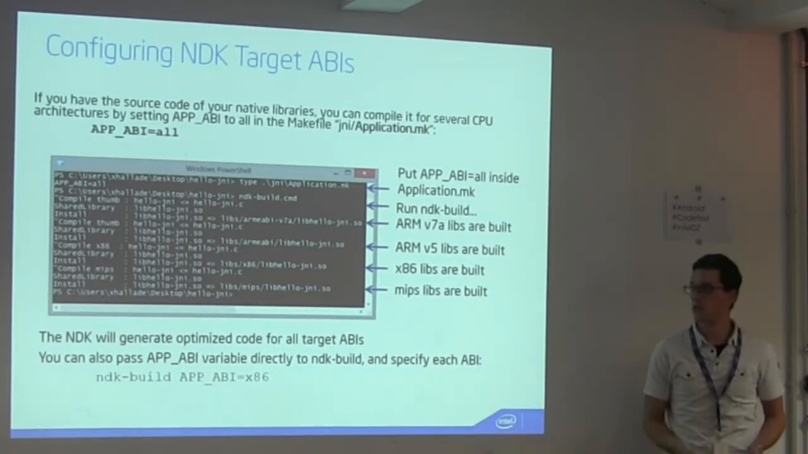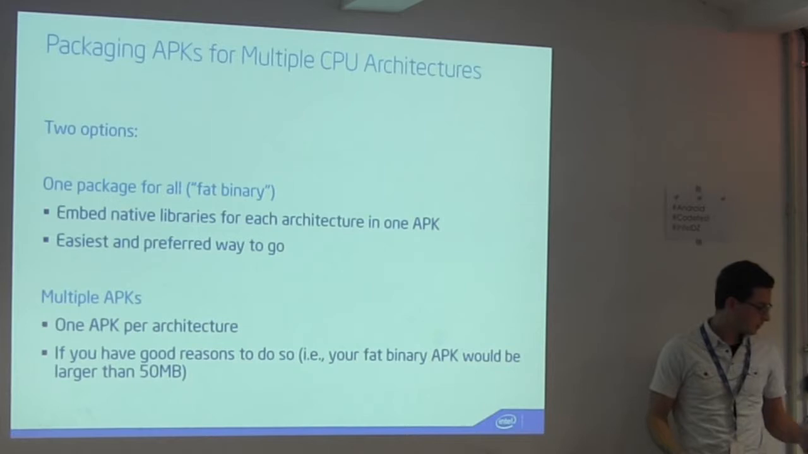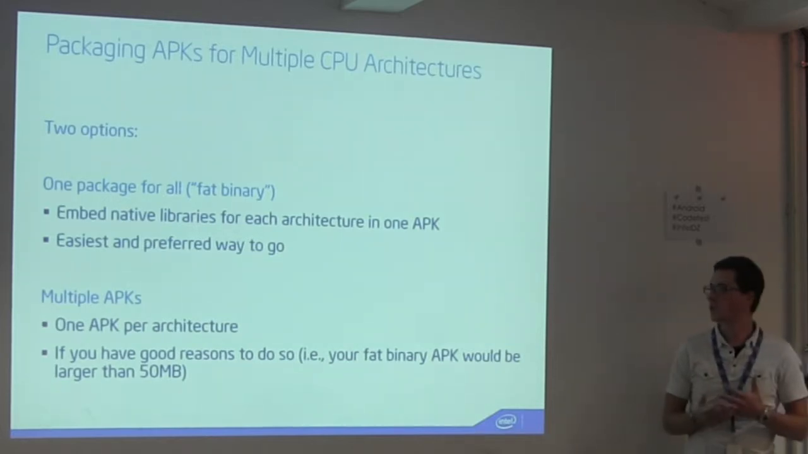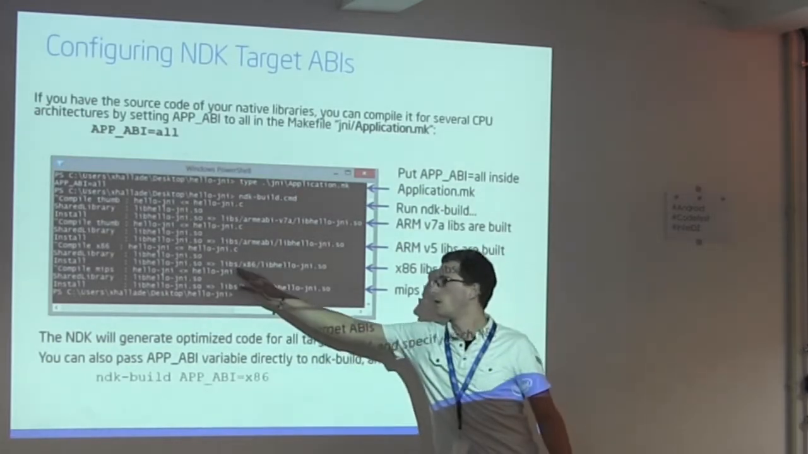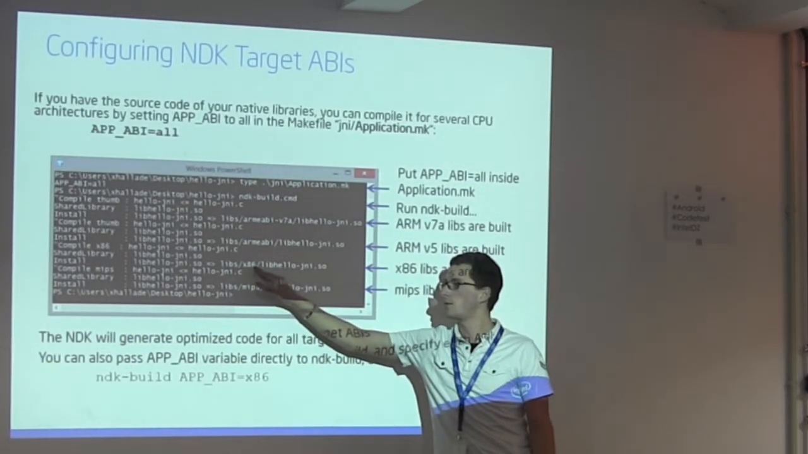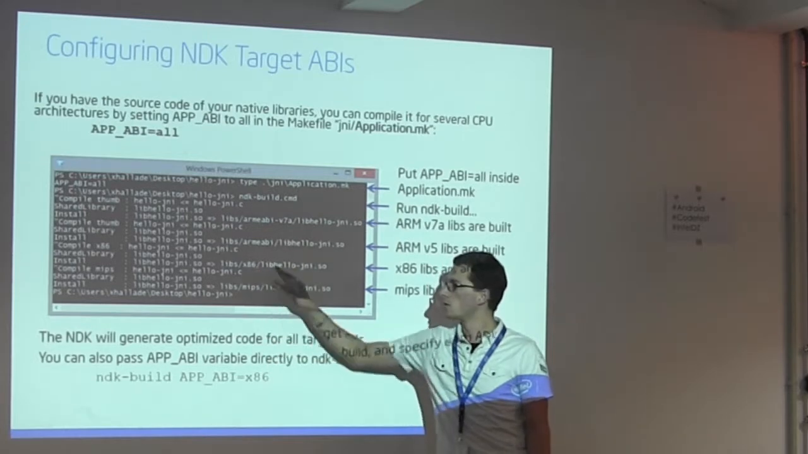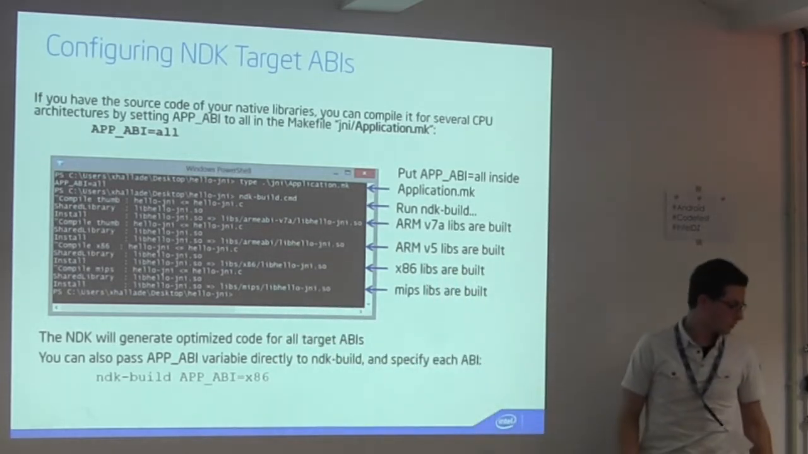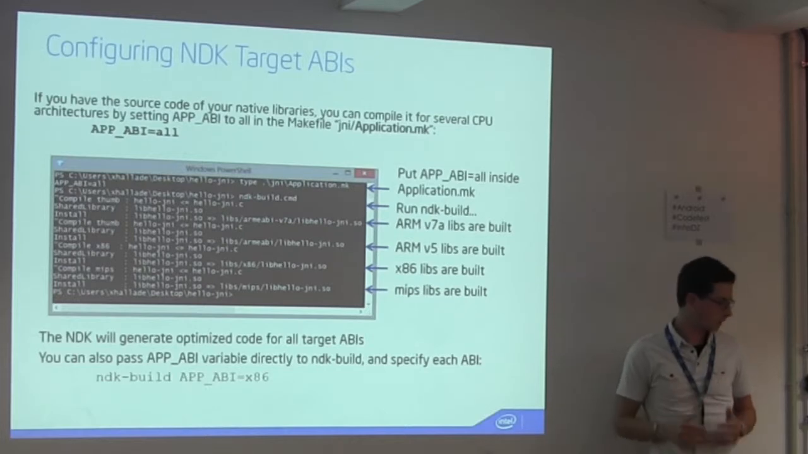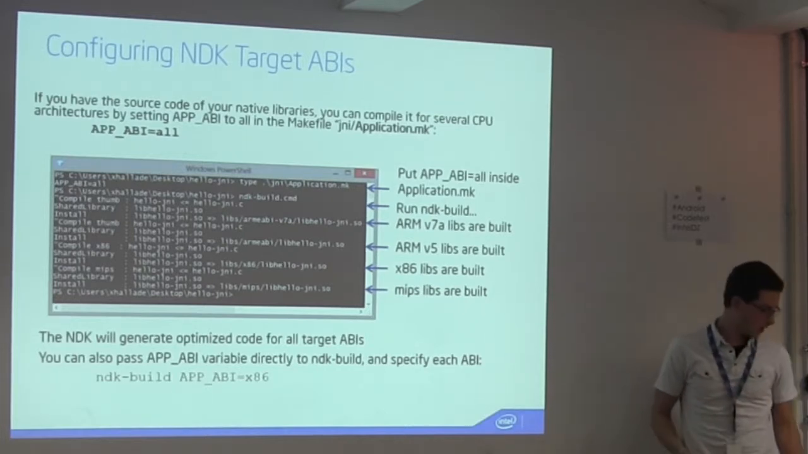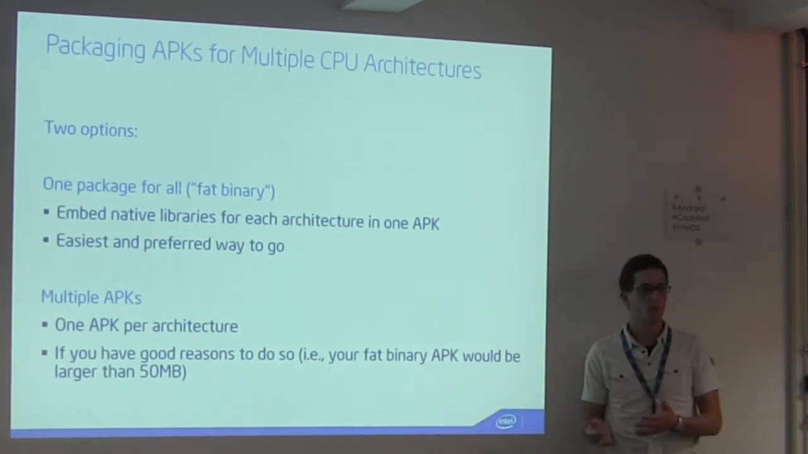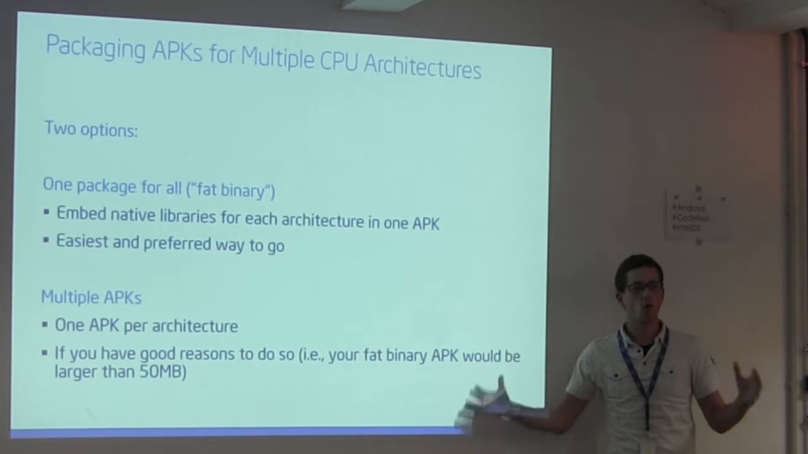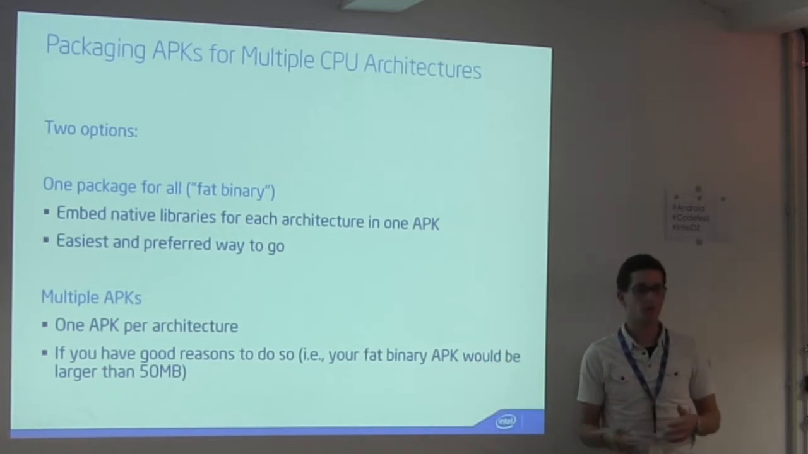So everything starts from here. Once you have your shared object libraries, they are all generated inside the libs folder, in a folder named after your ABI: x86, ARM, and so on. So it's all there in your Android application folder. When you package it, you have two solutions. By default, if you leave it this way, it will just package all the libraries along with the rest of the application inside a big APK.